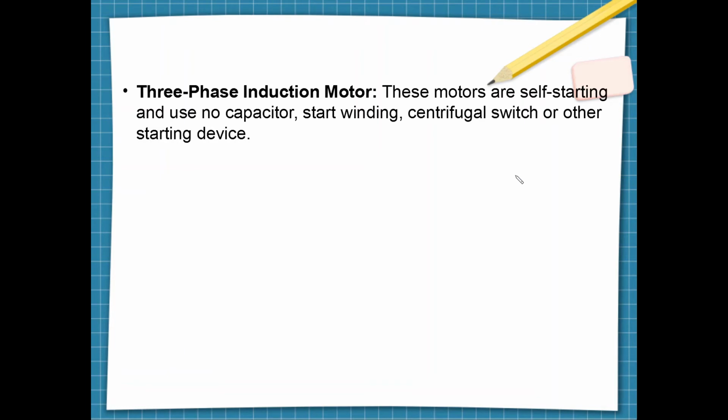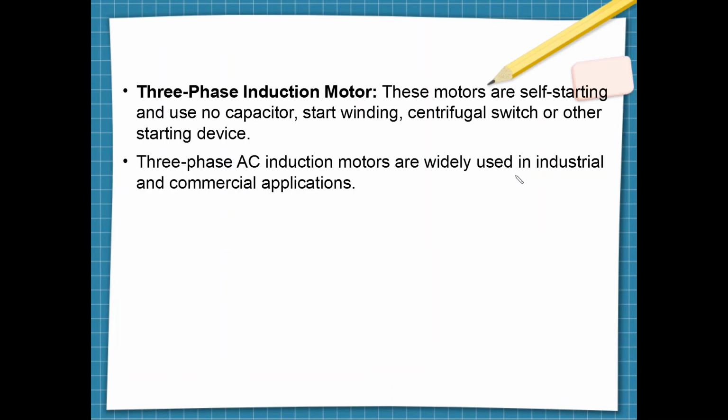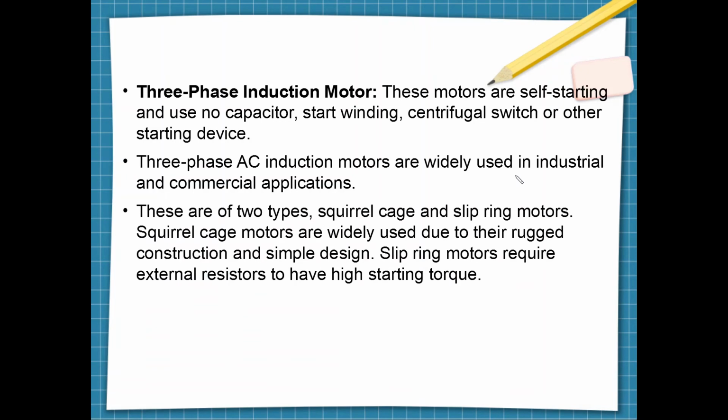Three-phase induction motor. These motors are self-starting and use no capacitor, start winding, centrifugal switch or other starting device. Three-phase AC induction motors are widely used in industrial and commercial applications. We will get to it in the next slides. These are of two types, squirrel cage and slip ring motors. Squirrel cage motors are widely used due to their rugged construction and simple design. Slip ring motors require external resistors to have high starting torque.